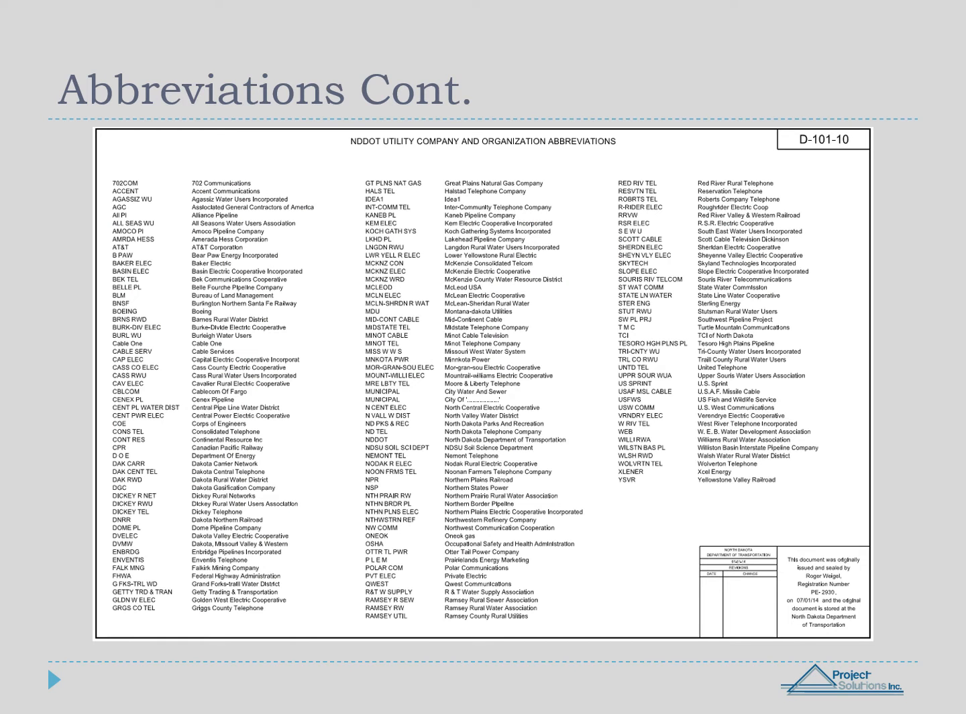Sheet D101-10 has the list of utility companies in North Dakota and their abbreviations for each company. A sheet can show multiple utility lines running through a work zone. In an effort to maintain plans that are easy to read, utility companies have abbreviations assigned to them.